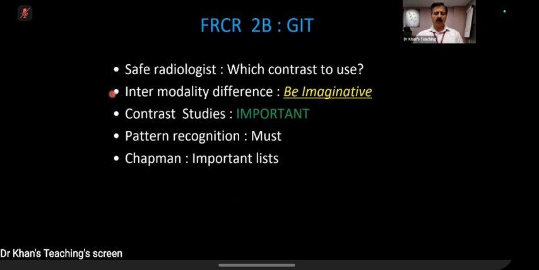Now, another thing is intermodality difference. Be imaginative. So if I show you a choledochal cyst on, let's say, an MRCP, you will immediately pick it up. On the other hand, if I show you the same choledochal cyst on a CT scan, you will be struggling to see it unless you stretch your imagination. So these kinds of things I'll show you in examples.